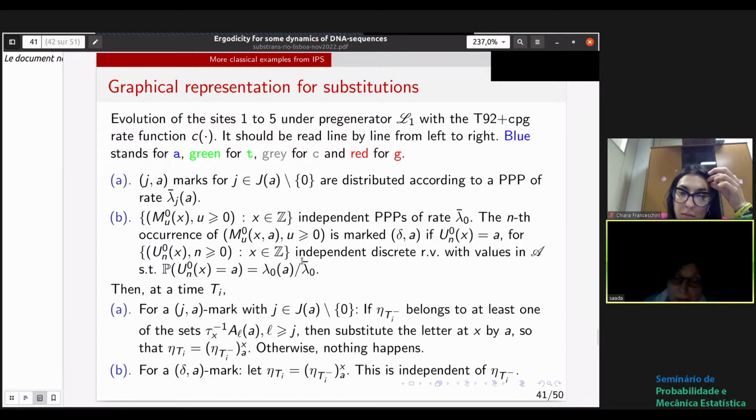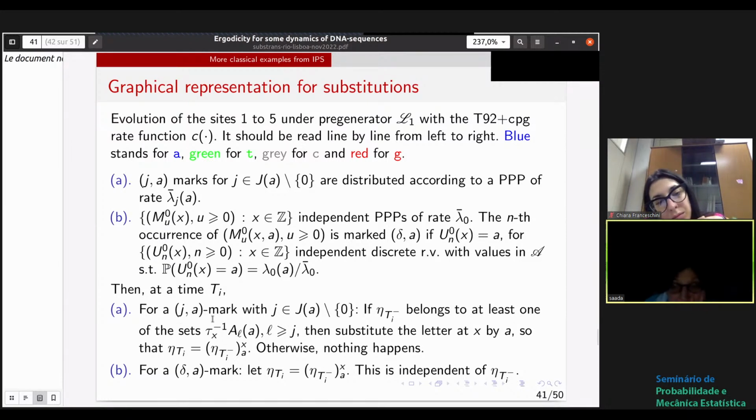Then if we consider a discrete random variable with values ACTG, then with the probability lambda bar 0 of A over lambda bar 0, we'll have the second type of mark, delta A. So what do we do on our graphical representation?